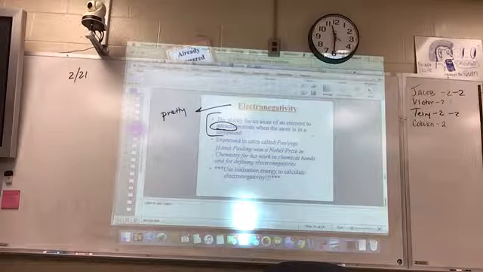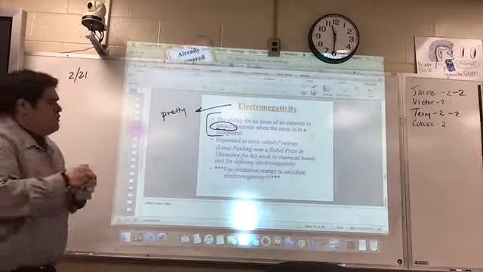Then he'd be like, hey, I'm wearing this white jacket with no shirt underneath. You into that? All right? That's what he's going to do right there. Okay? So that's what we're talking about with electronegativity.